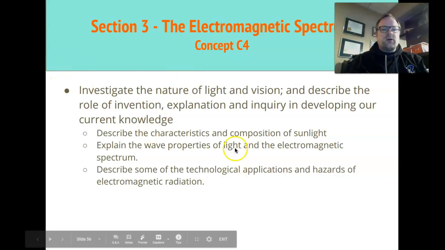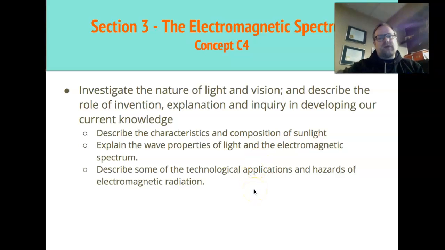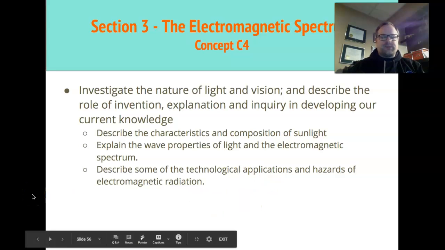What you're seeing here are the objectives I hope you'll be able to do. We're talking right now about the nature of light and vision. We're actually going to get into talking about eyes in concept C5, so that's coming up shortly. But I want you to be able to describe the characteristics and composition of sunlight, explain the wave properties of light and the electromagnetic spectrum, and then describe some applications and hazards of the electromagnetic spectrum and electromagnetic radiation. So those are our goals for this concept.